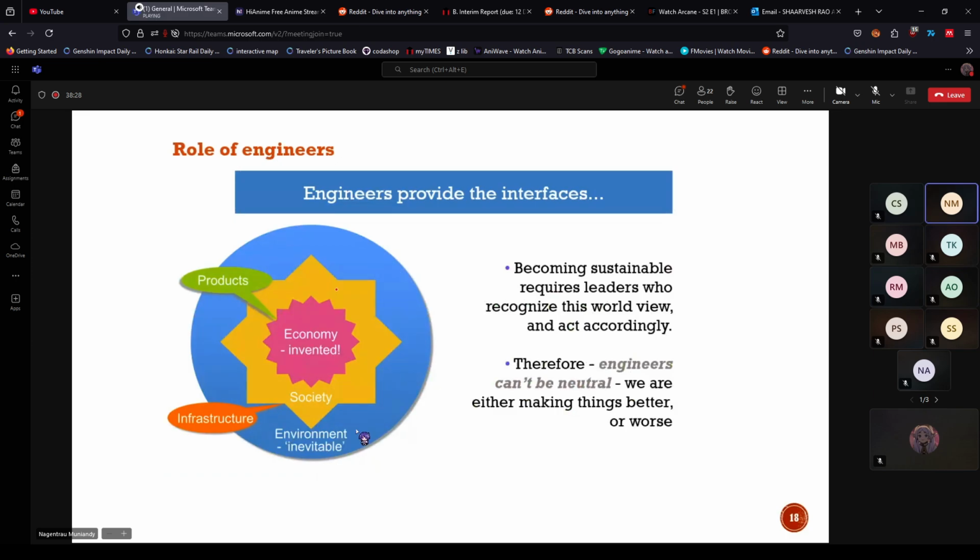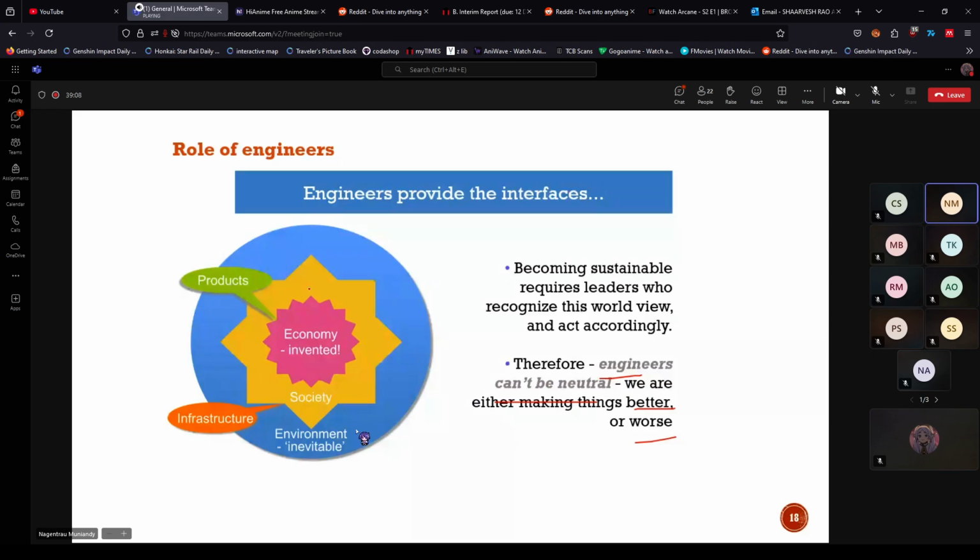Right. And now let us see the role of engineers. Of course, sustainability cannot work perfectly without engineers, right? But these engineers are special. Why? Because, as you can read here, engineers cannot be neutral. They either make things better or worse. For example, if I'm introducing a technology, the technology can either cause harm to the environment, or it can save the environment. I cannot be neutral, right?